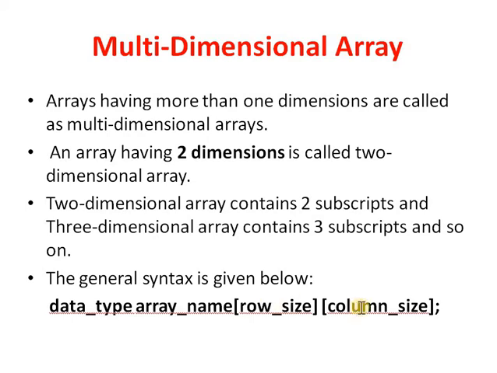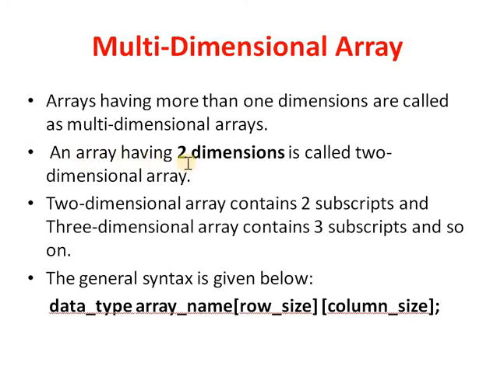Next one is the multi-dimensional array. C++ allows multi-dimensional arrays. An array having more than one dimension is called a multi-dimensional array. C++ supports the multi-dimensional array. First we will see what a multi-dimensional array is. An array having more than one dimension is called a multi-dimensional array.